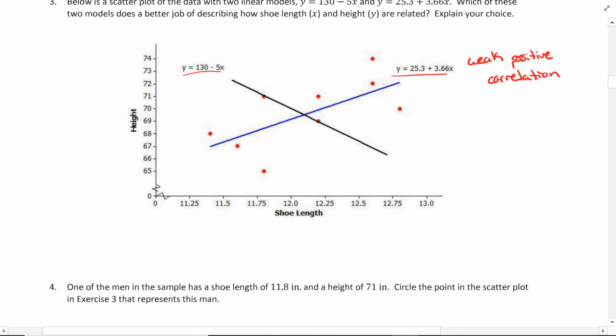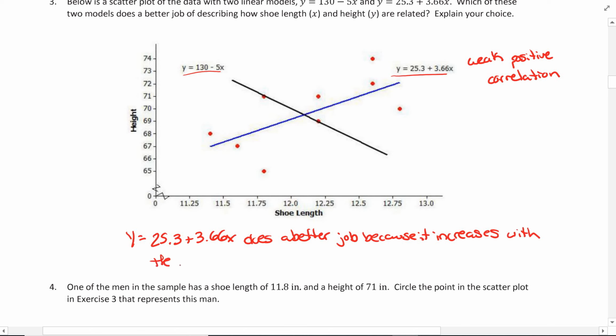So, I'm going to say y equals 25.3 plus 3.66x does a better job because of the fact that it's increasing with the data, whereas the black line decreases. We already said this is a weak positive correlation. There's no reason why our equation that we're trying to use to model this data should decrease. It has to follow what's going on with the problem.